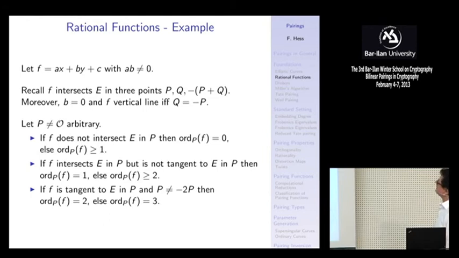So here's an example. We take a line. This is the equation of a line. It should not be constant, that's this condition here. So from algebra you should know that f intersects E in 3 points, and they can be labeled like so: p, q, and minus p plus q.